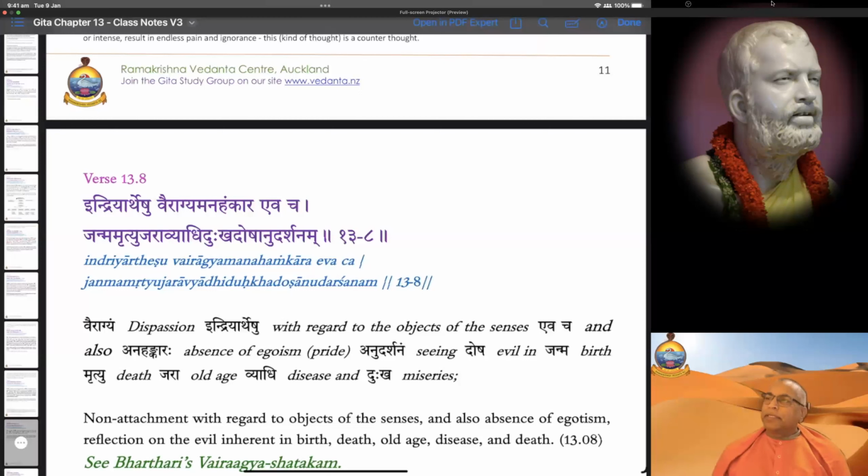Jara means aging, old age. Yes, youth is all nice, but after some time the hair becomes white and the skin shrivels and all the energy becomes dissipated. That is the nature of everything in this world. Jara. Vyadhi is disease. Dukha is full of misery. Dosha anudarshanam, see that. So basically, we are constantly going to remind ourselves that this is not the highest state of being. I should not want to stay in here, and I should not want to return to it.